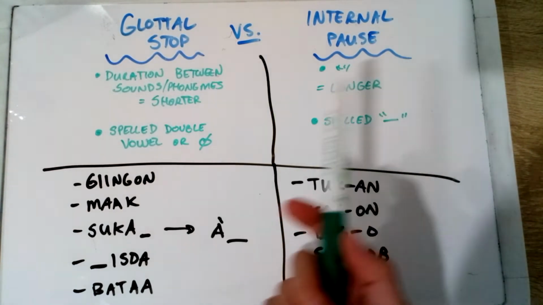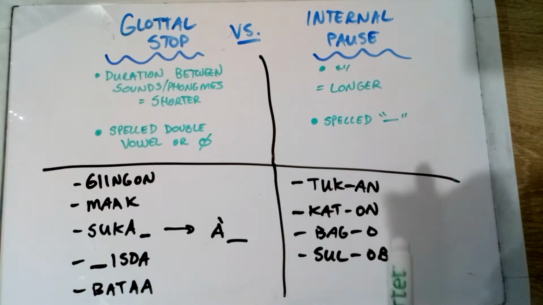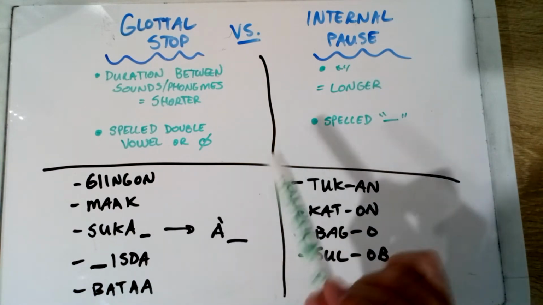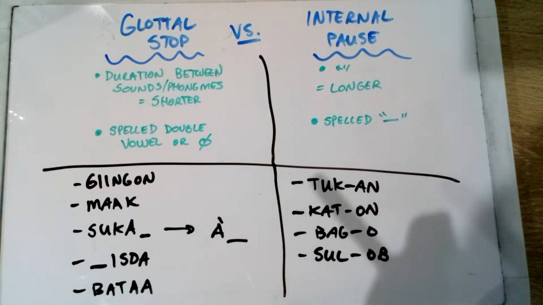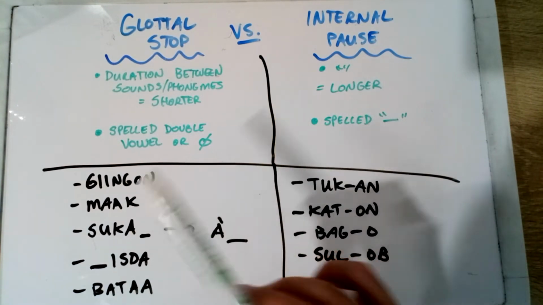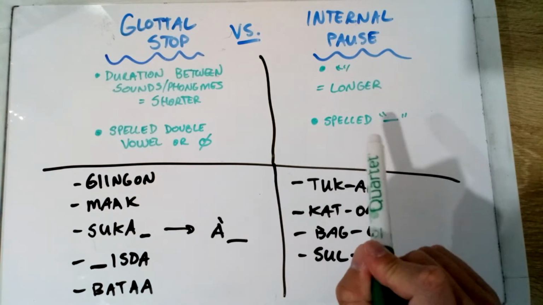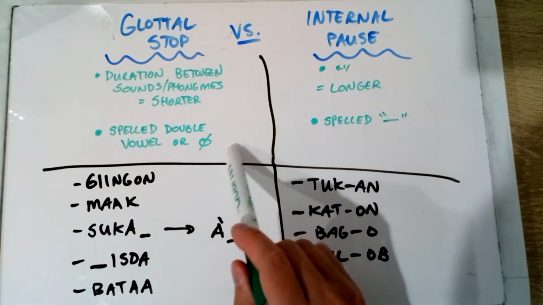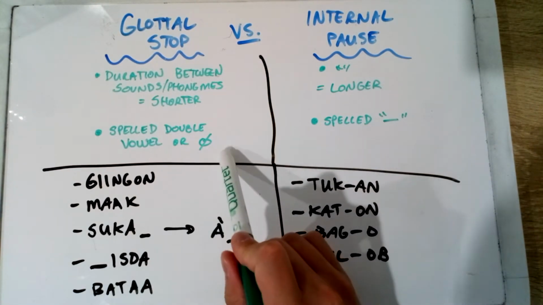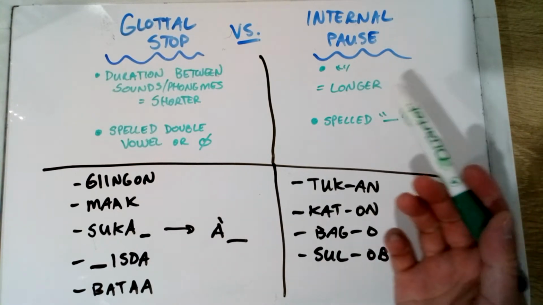So that's basically what a glottal stop is, right? It's the duration between the two sounds, the two phonemes, from one sound to the next is cut by the cut of air and then let go again, right? But the duration of it is shorter than an internal pause, and you'll see how it's different. It's spelled with double vowels, existing between double vowels, or nothing at all. And this is where your memorization has to come into play. This is where you just have to commit things to memory, okay?